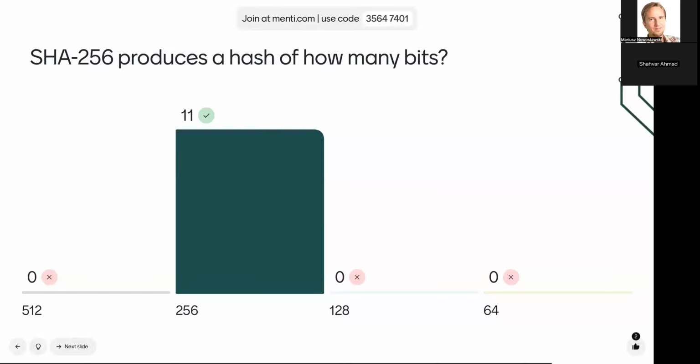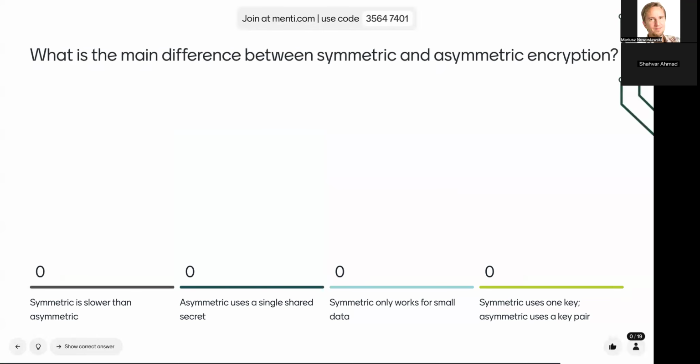So what we try to do is find hashing functions which are fast, but at the same time really hard to find collisions with, right? All right.